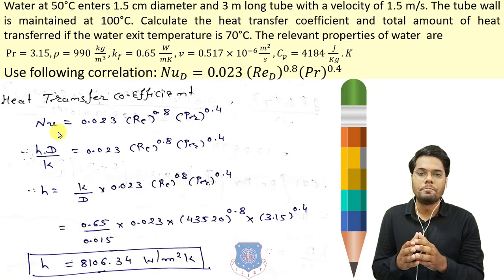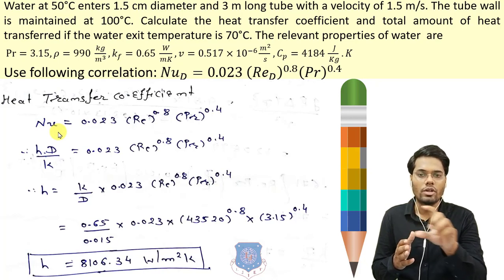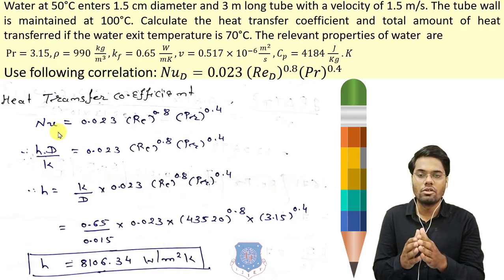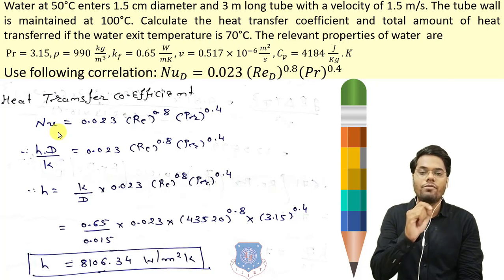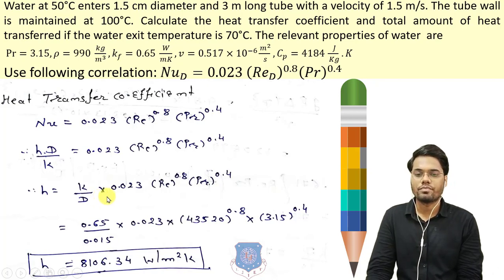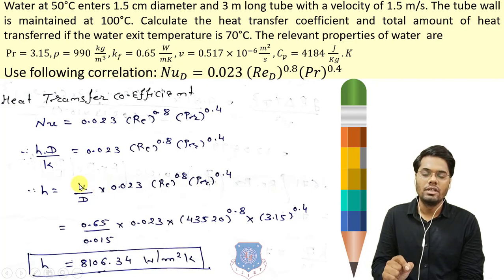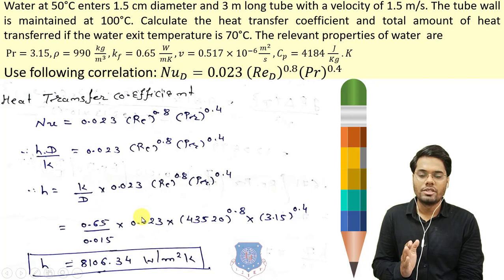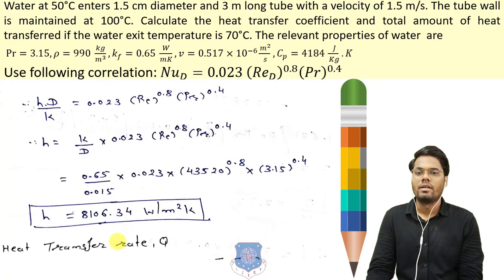In our example, there is a tube from which the water is flowing. So our characteristic dimension or characteristic length is the diameter of the tube, which is already given in the question as 1.5 centimeter, so 0.015. Putting in all the values, the only unknown in this equation is h, which is the convective heat transfer coefficient. Solving this equation, we will get the value of h as 8106.34 watt per meter square Kelvin.